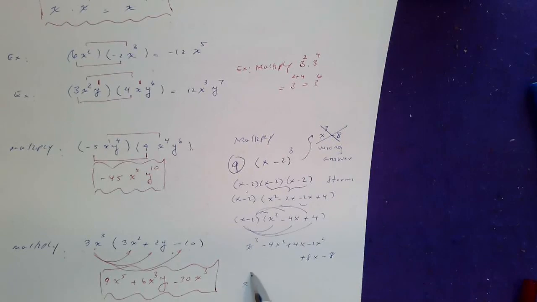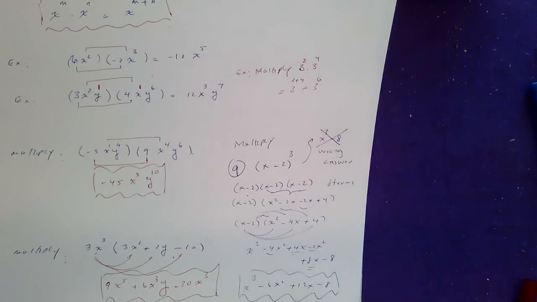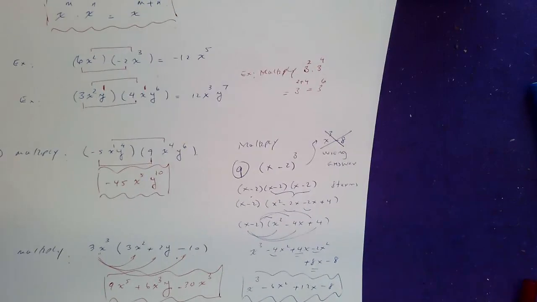So the final answer is x cubed. Then I combine these guys, I get negative 6 of those. Then I combine these guys, I get 12 of those, then minus 8. So clearly you can see x cubed minus 8 is the wrong answer. Thank you.